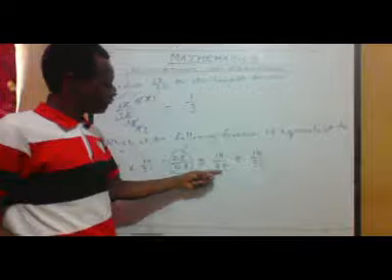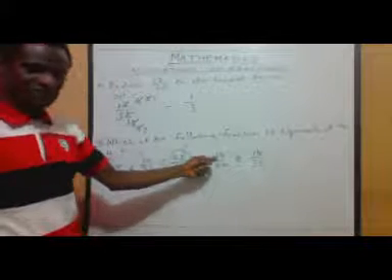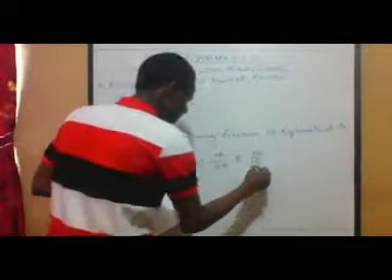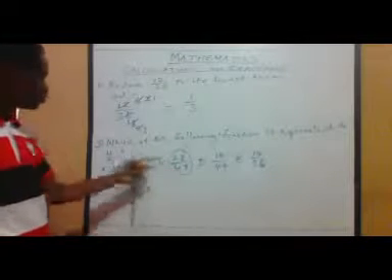But look at this one, 14/49. 4 is not a factor of 14. So I will not take this one, and I won't take this one either. So that means 28/49 is equivalent to 4/7.